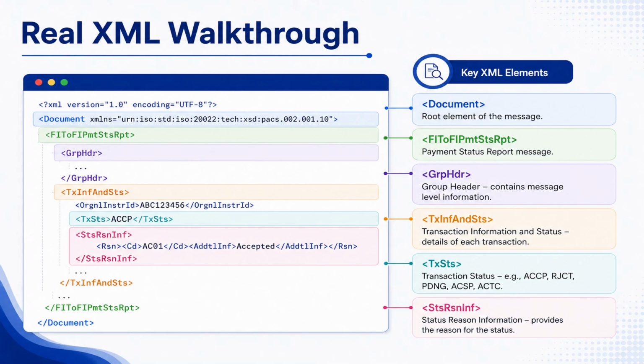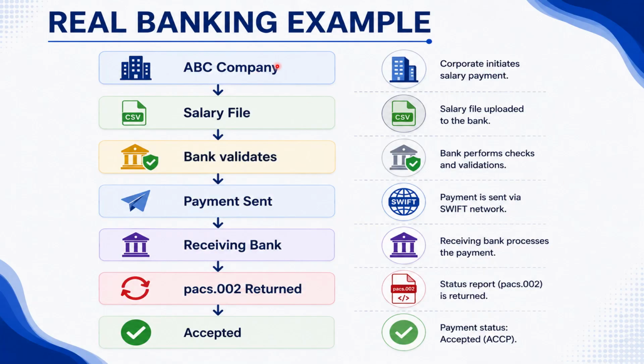Real banking example. ABC company uploads a salary payment file to its bank. The bank validates the file and sends the payment. The receiving bank processes the payment and returns a pacs.002 message. If everything is successful, the payment status is ACCP. If there is an issue, the payment is rejected with the appropriate reason.